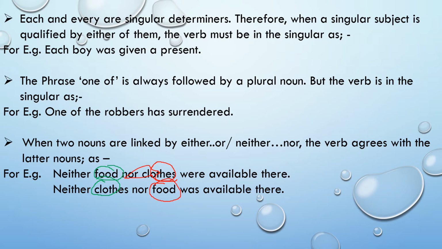So what will come here, children? Neither food nor clothes were available there. What is the rule, children? We will follow the later part. So here, children, clothes is coming, and clothes is plural, so we will use were available. Neither food nor clothes were available there. Now see the next one. Same sentence, I have changed it. Neither clothes nor food was available there. You can see food is singular. So I hope you understood this part, children. Keep it in mind: the later part we have to follow when it is either or, neither nor.